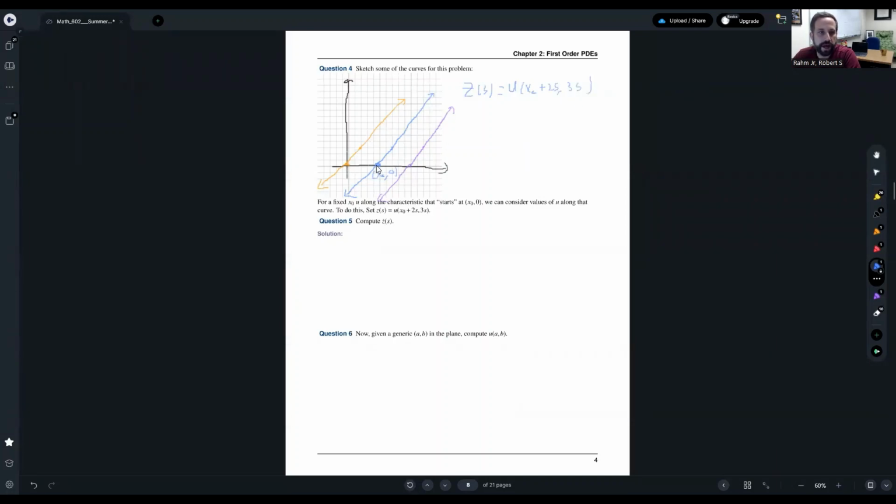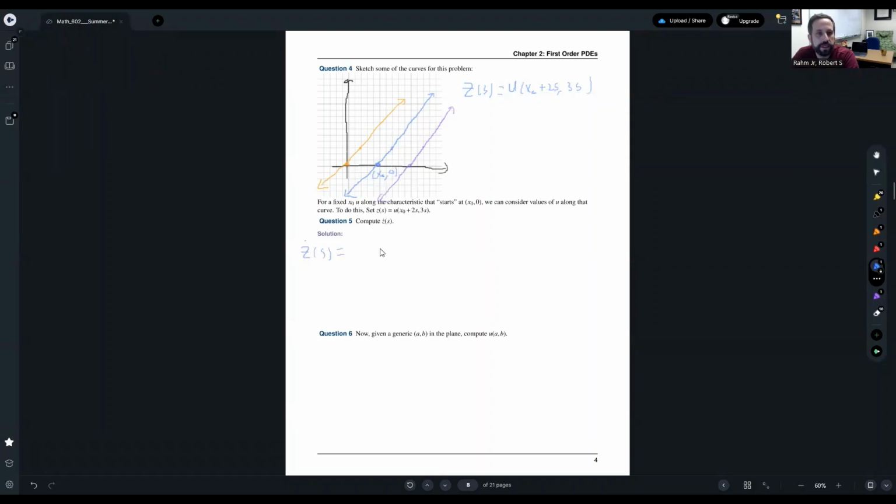And as s increases, when s is equal to 0, we're here. As s increases, we're moving along the line this way. Okay, and so z of s, whatever, I don't know what z is, but I know that along this line here, u is equal to z of s. And now I'm going to come up with a differential equation that z satisfies. So I'm going to compute z dot of s, the derivative of z with respect to s.